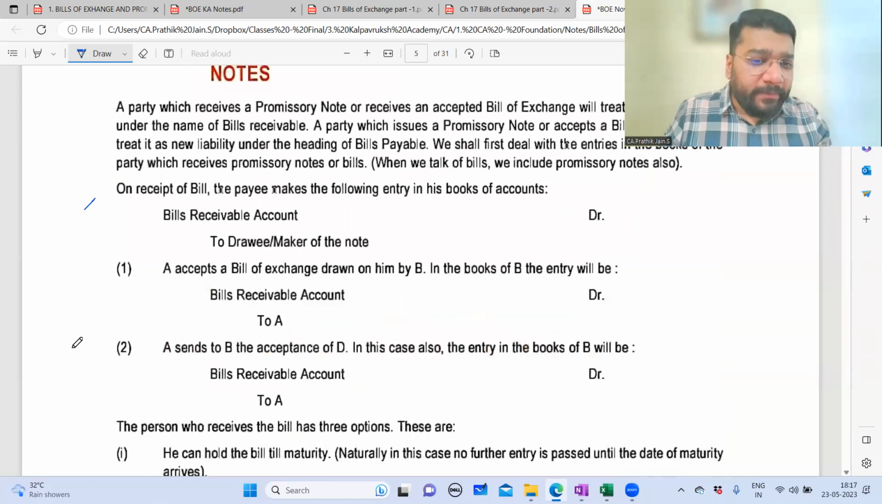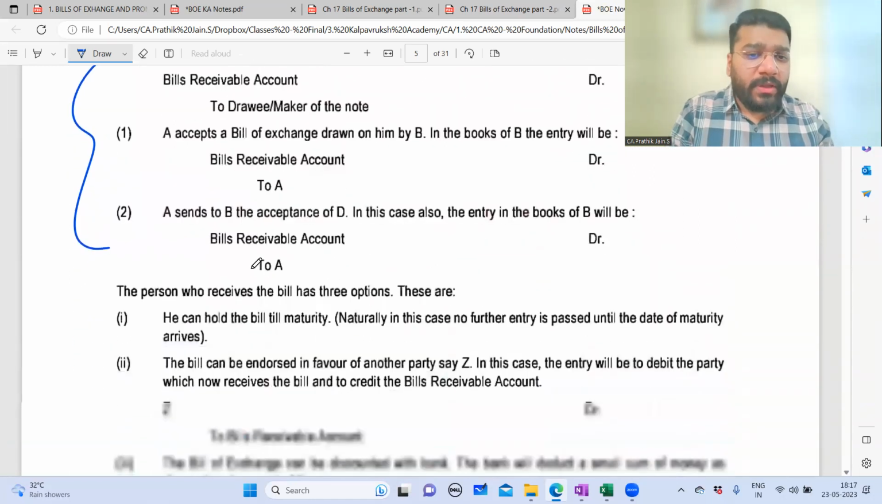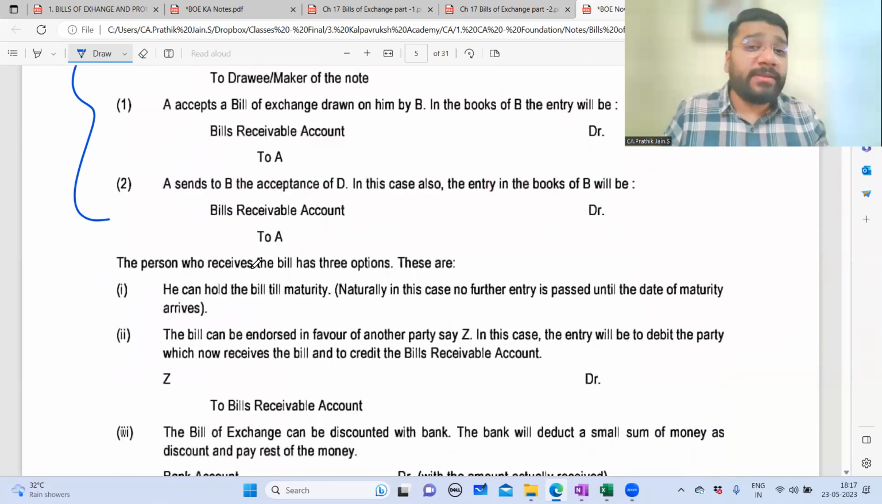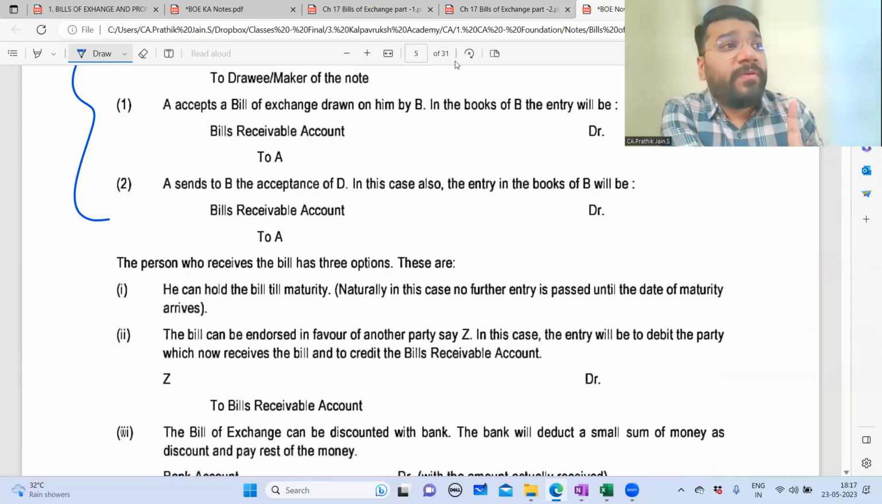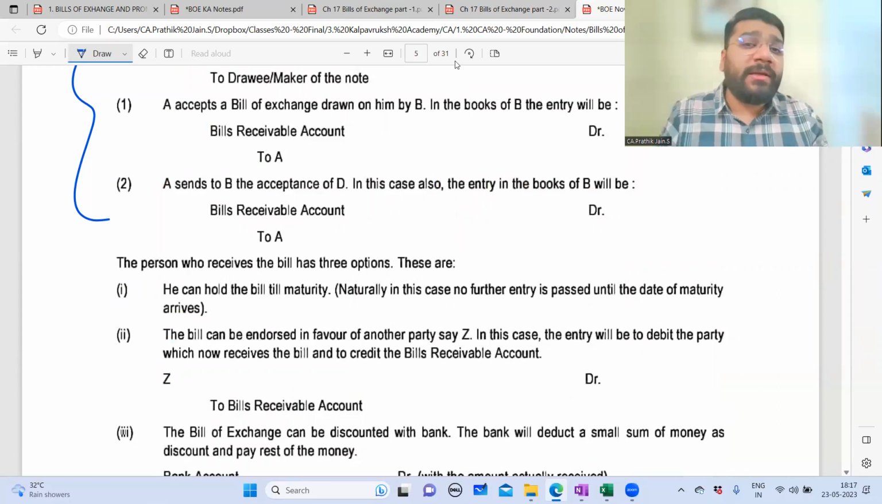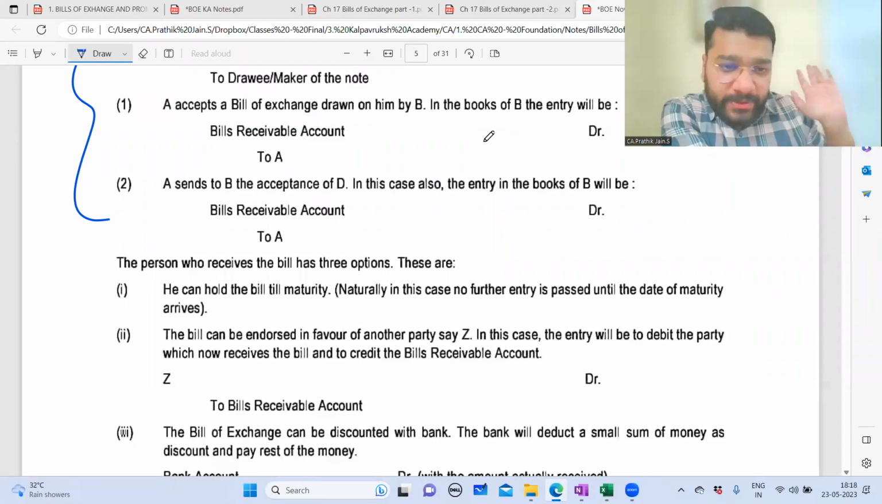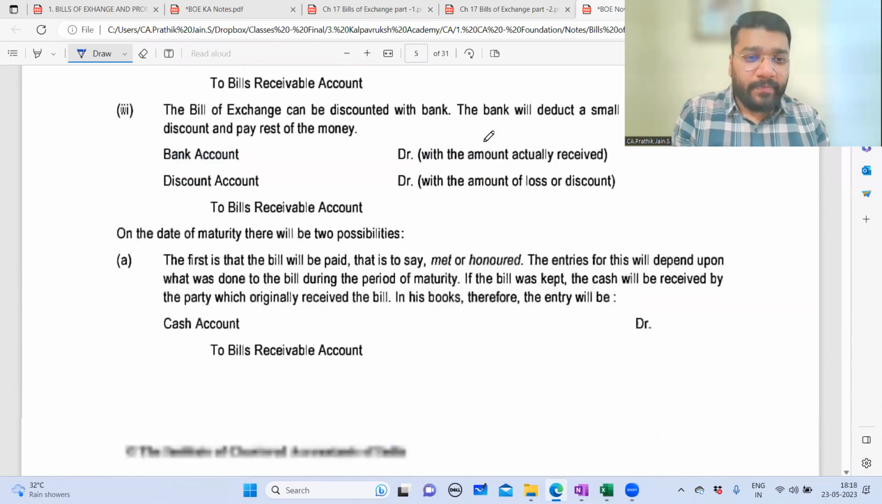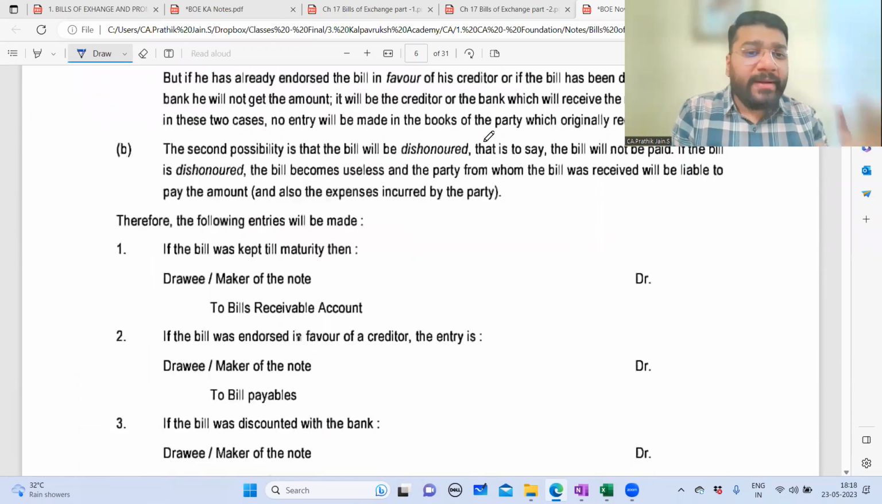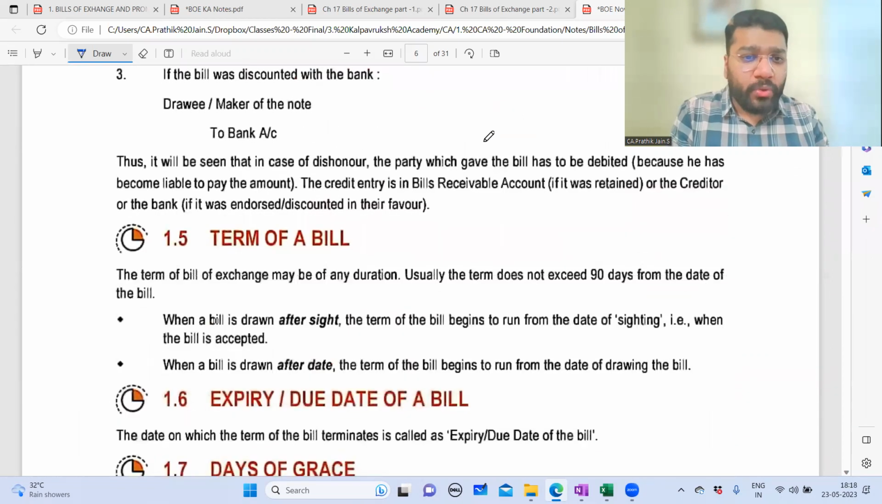Then accounting entry. If the bill is okay, what are the 4 cases we discussed? First one is when the person is holding the bill till the date of maturity. That was the first case. Second case was bill has been discounted through bank. Third case is bill has been endorsed to the third party or creditor. Fourth one is bill is sent to the bank for collection purpose. Okay, very good. So all the entries regarding that have been given here. You can just go through.